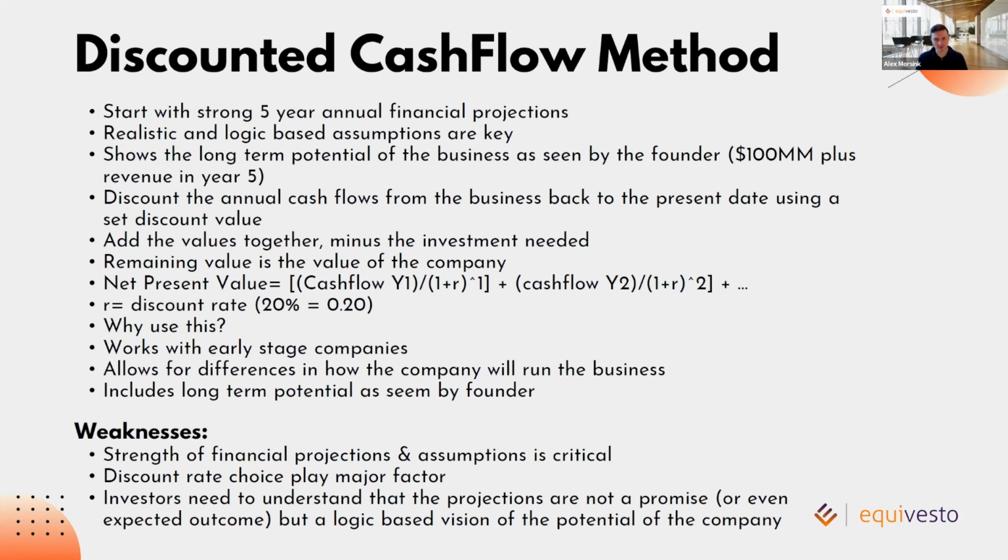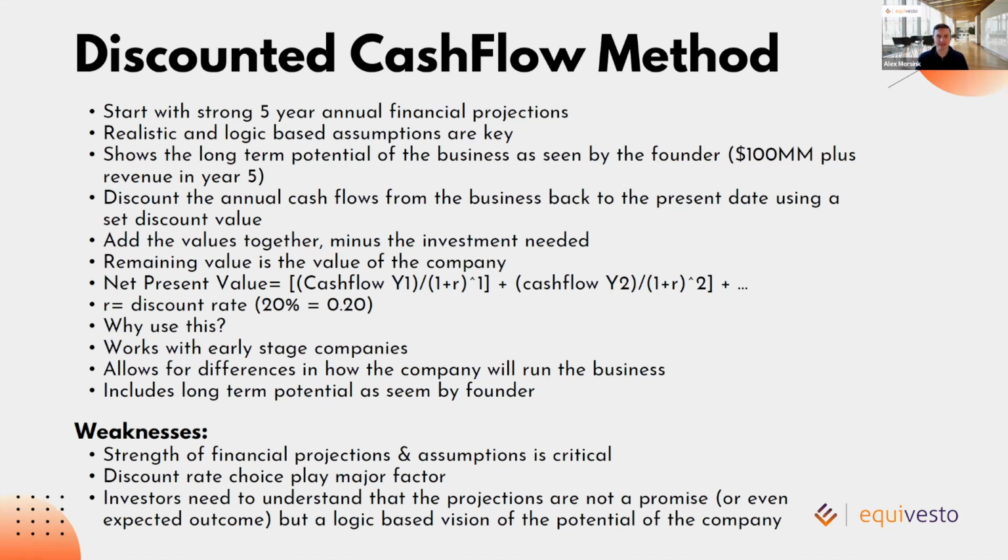But if you're able to do that, you would then take those 5-year annual financial projections and discount the annual cash flows from the business back to the present date. So basically, you'd be looking at the net profit of each year, and then you discount them back using a set discount value. I've got the net present value calculation on the slide, and essentially you would add together all of those discounted values brought back to the present, minus the investment that's needed to achieve that, and that would get you to the actual present value of the company based on those 5-year projections.